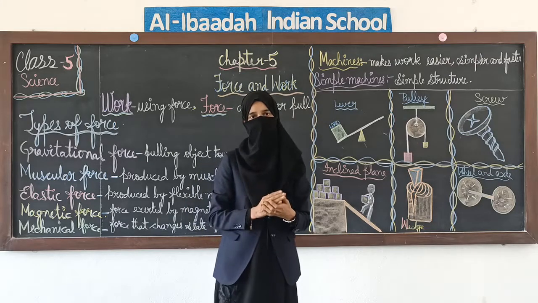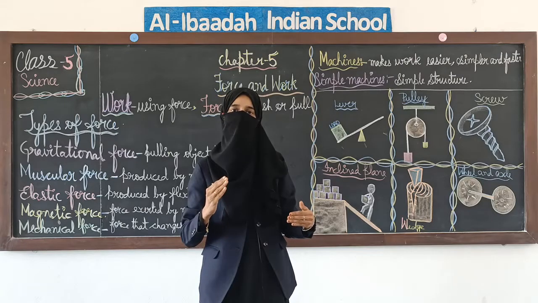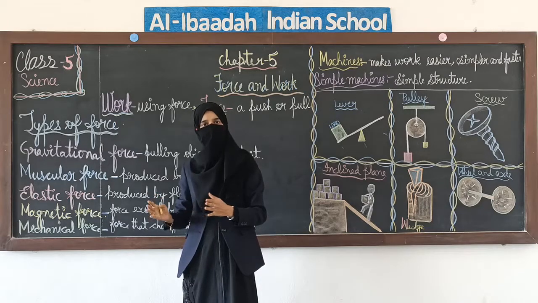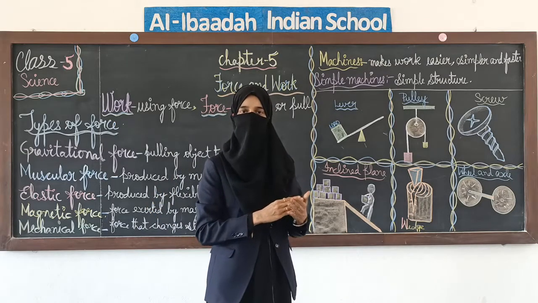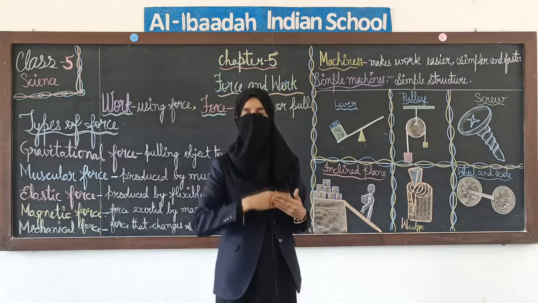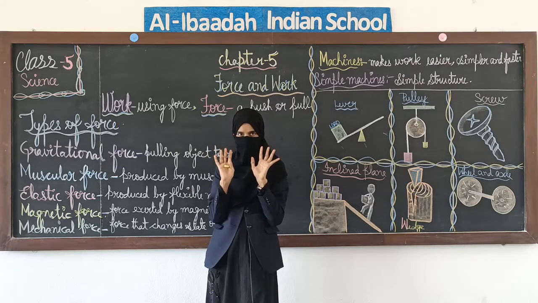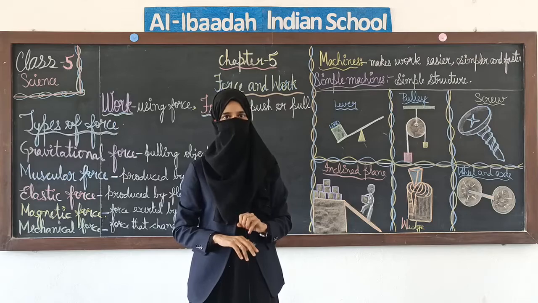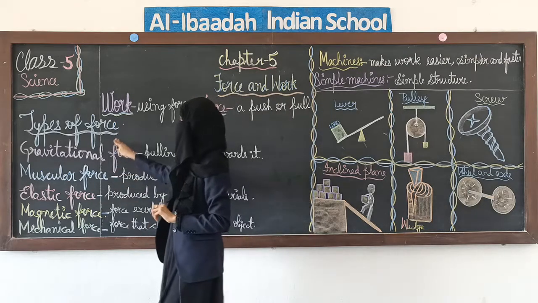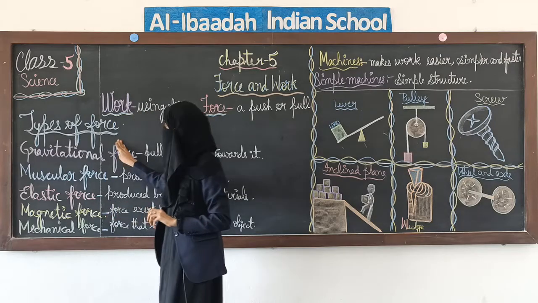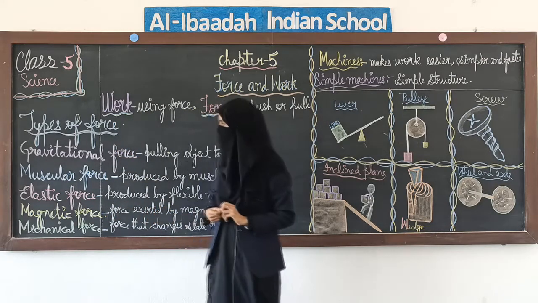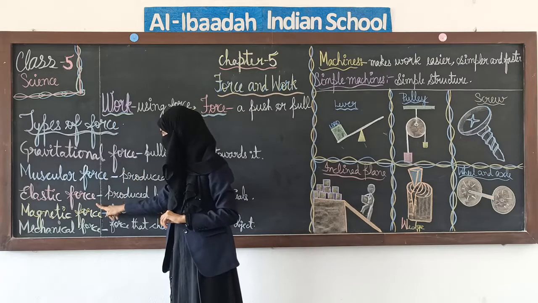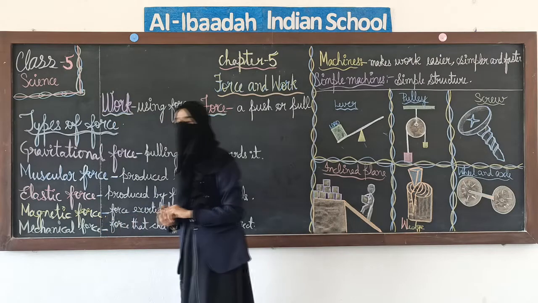In this I will tell you, you know what I told? The force applied in the same direction as its movement, the moving body moves faster, and the force applied in the opposite direction, the moving body slows down or it stops. Clear? And next we will move to types of forces. We will see how many types of forces there are: gravitational force, muscular force, elastic force, magnetic force and mechanical force.